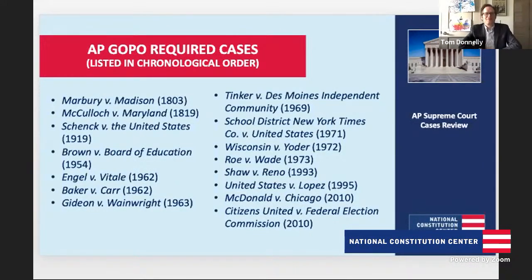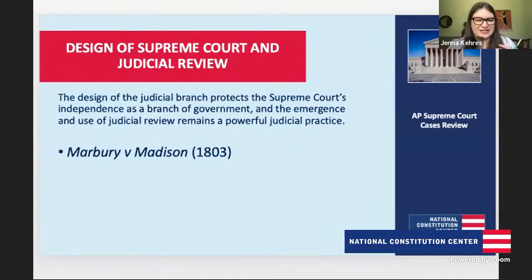Like I said, students, I have on the screen here the list of the 15 cases. They are listed in chronological order, but we're not going to actually go in chronological order because the College Board and the AP people have kind of looped these cases together by theme. So we're going to go through the themes, but we are going to start at the very beginning because I think that first case, Marbury versus Madison, is really important for understanding what we're talking about today, which is the Supreme Court cases and Supreme Court decisions.